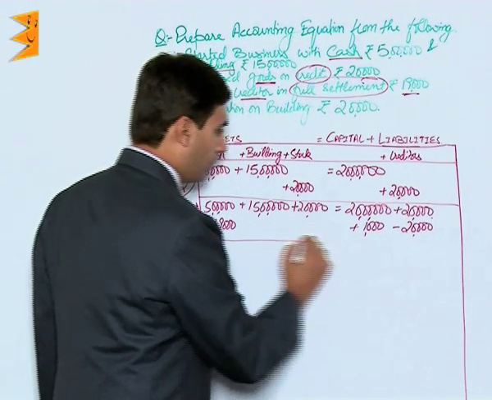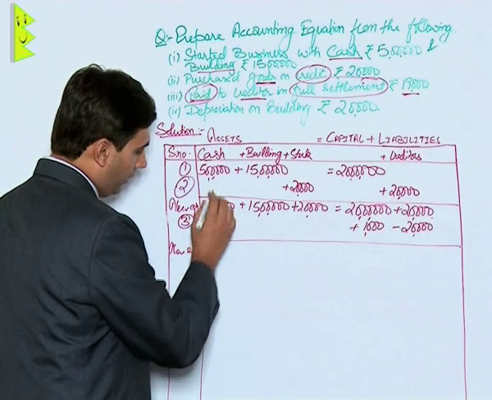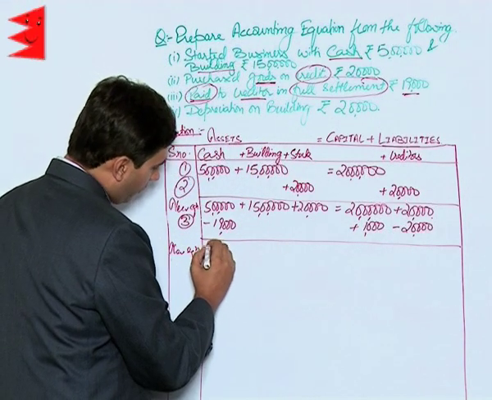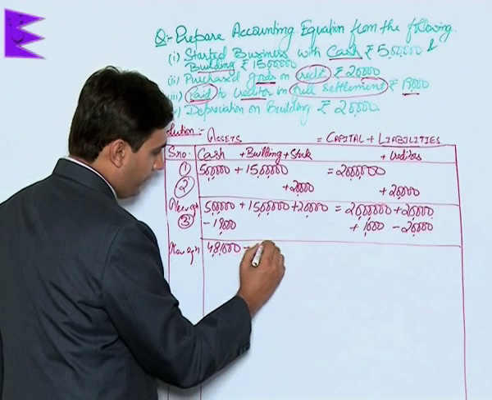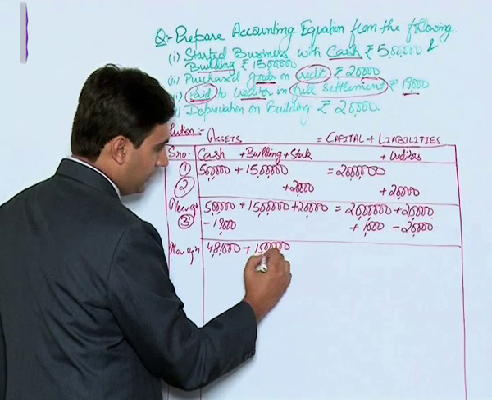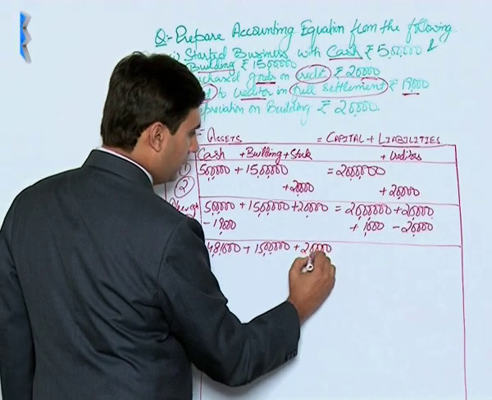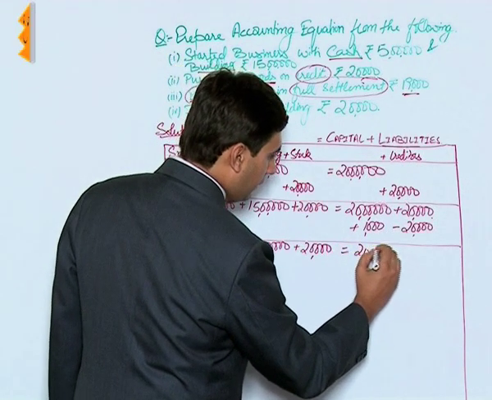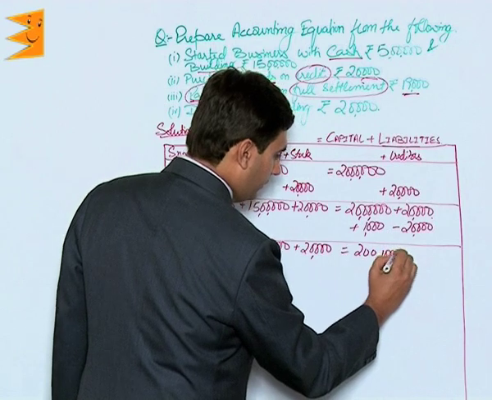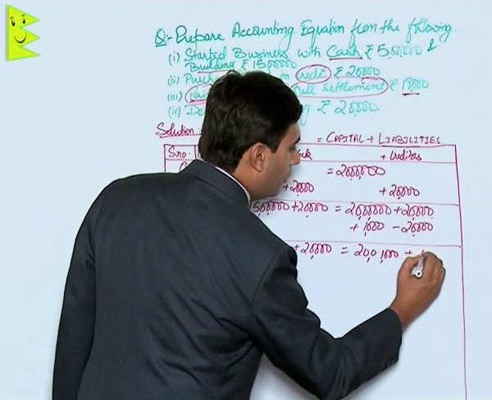So now our new equation becomes: cash of rupees 4 lakh 81,000, building of rupees 15 lakh, stock worth rupees 20,000, capital of 20 lakh and 1,000, and no creditors at all.